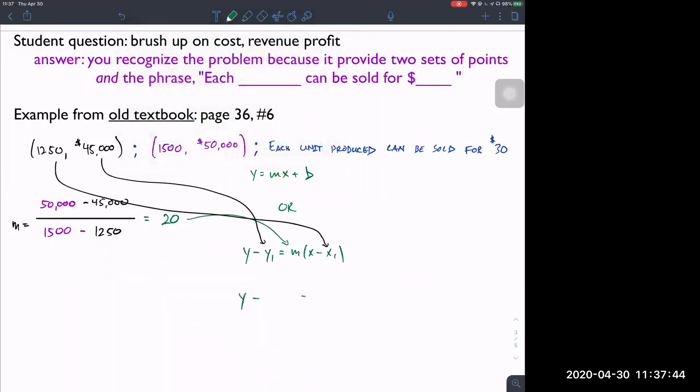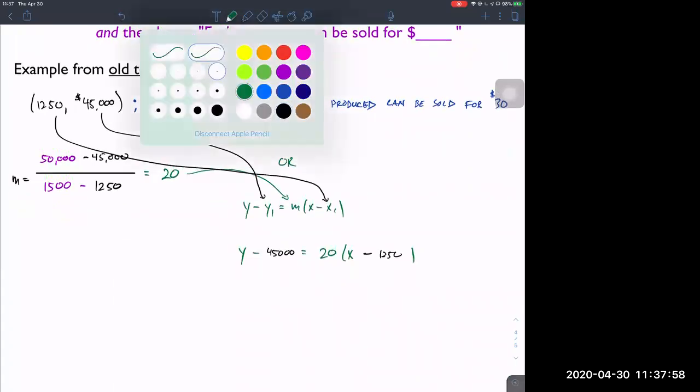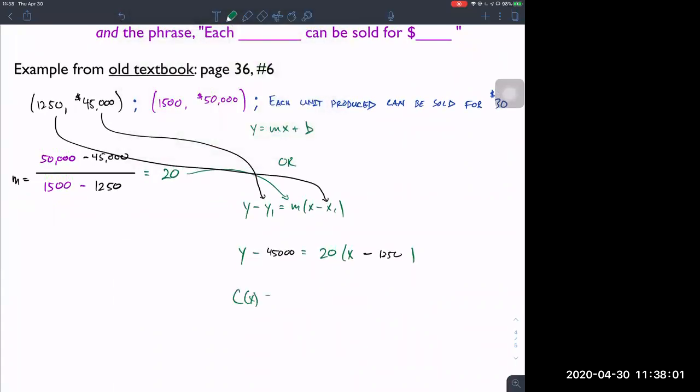y minus 45,000 equals 20 times x minus 1250. Okay, your cost function is going to be 20x. So that's 20 times negative 1250 plus 45,000. So it should be plus 20,000. Okay, so that takes care of the cost portion. What about the revenue portion?